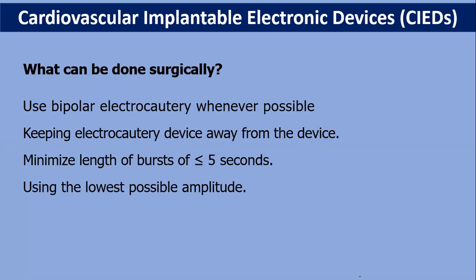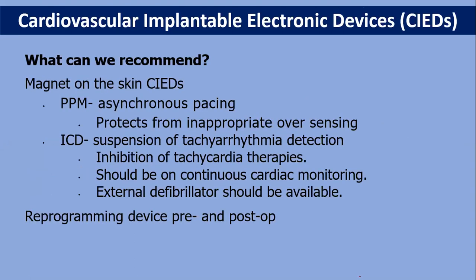One, we can do things in surgery. We can use bipolar electrocautery. We can keep the electrocautery device away from the CIED. We can minimize the length of the electrocautery burst to less than 5 seconds, and use the lowest possible amplitude. As a cardiologist, we can make recommendations. It depends on many factors: whether the patient is dependent on the permanent pacemaker or not, and whether the surgical procedure is being done above the umbilicus or below it.